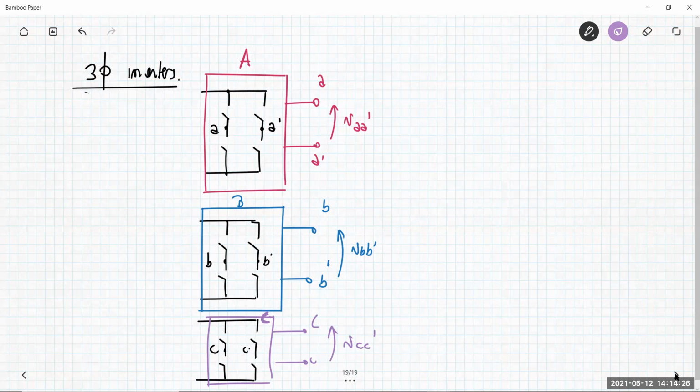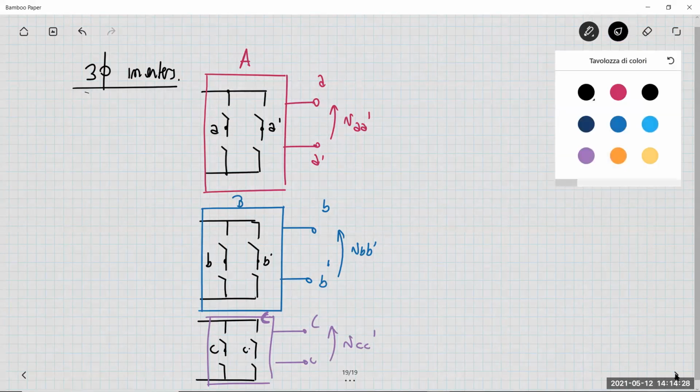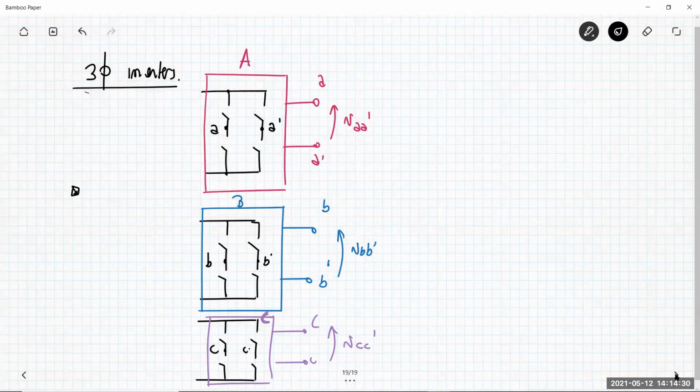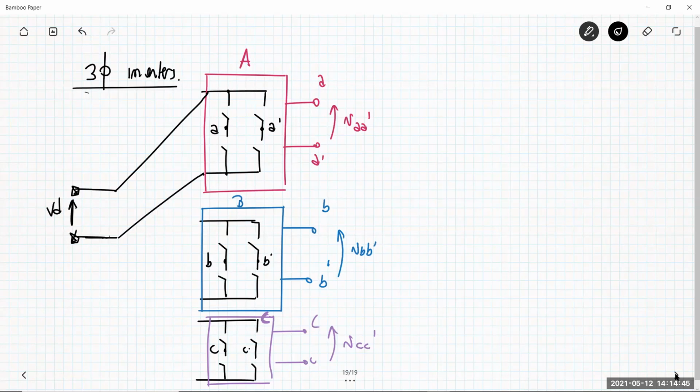These three inverters have in common the supply, because we have VD, the DC voltage, and the DC voltage is the voltage that you have for the A inverter, is the voltage that you have for the B inverter, and is also the voltage for the C inverter here.